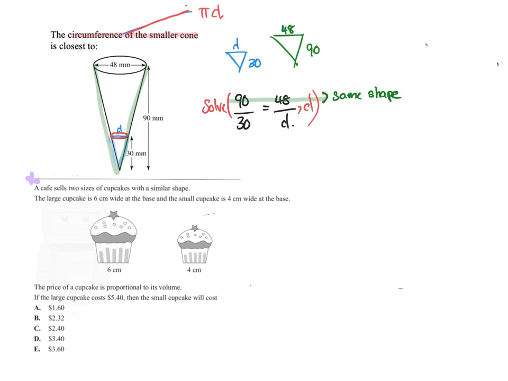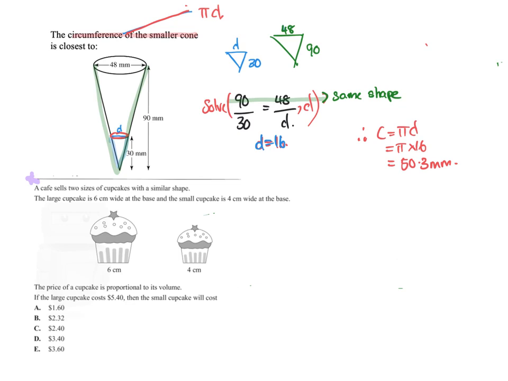So we get the diameter to be 16, so that d is 16, so therefore the circumference would equal pi times d, which would be pi times 16, which equals, we're going to round, 50.3 millimeters.